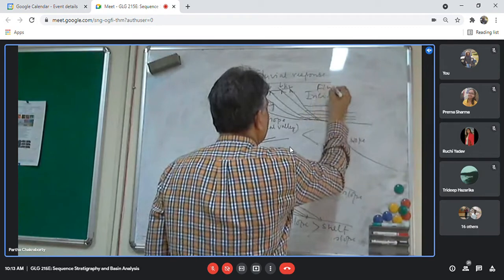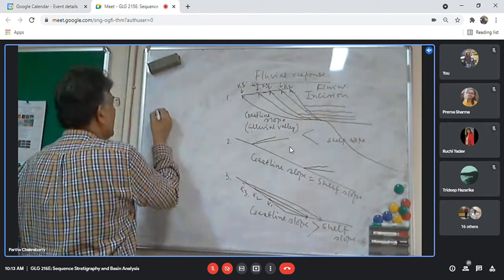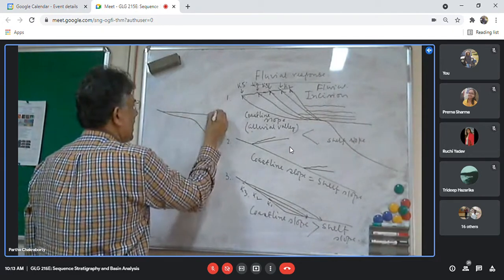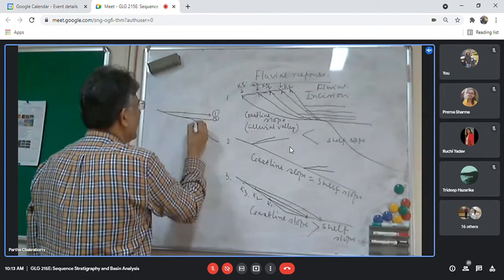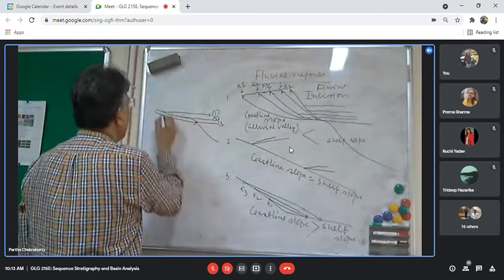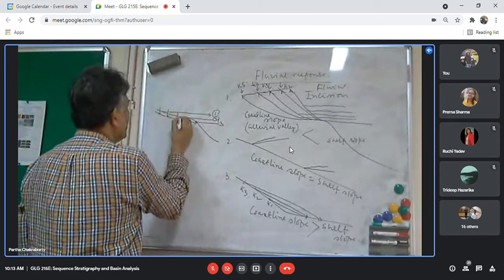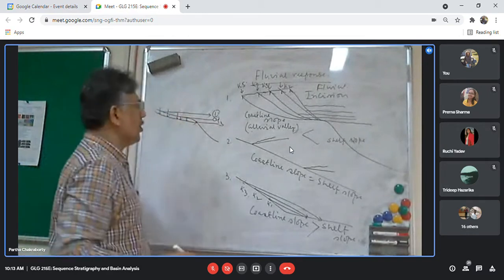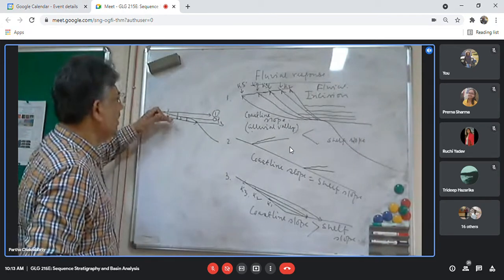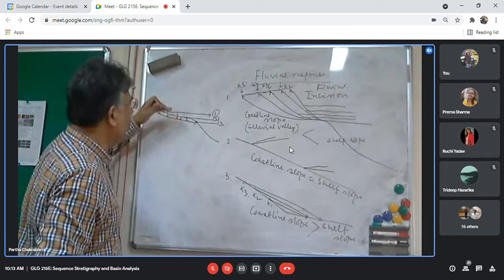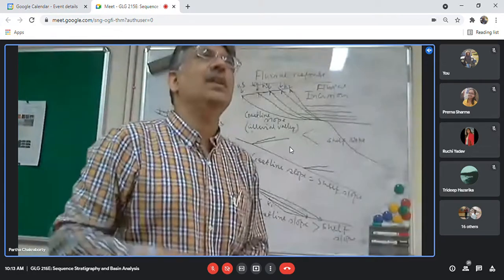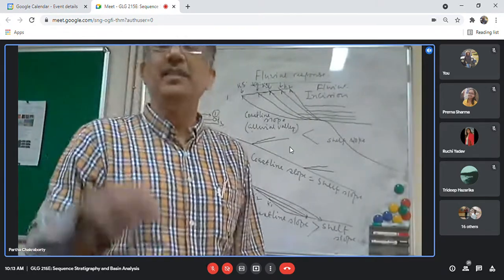So this will cause fluvial incision. What I am saying is that if I have this, this is at time 1, time 2, time 3. So the new profile will come here and there will be a net fluvial erosion. So if the coastline or alluvial valley slope is lower than the shelf slope, then any base level fall will lead to incision by the fluvial system.